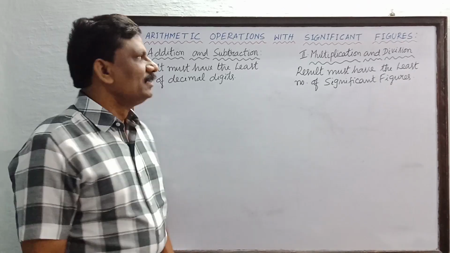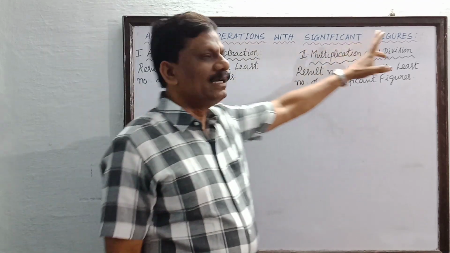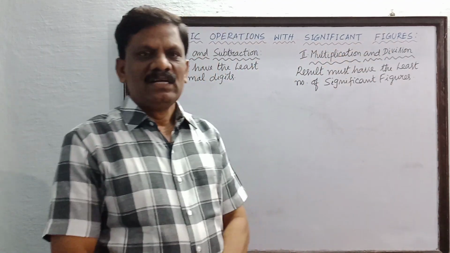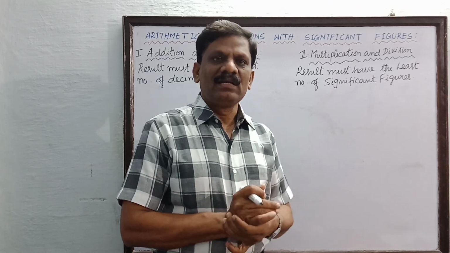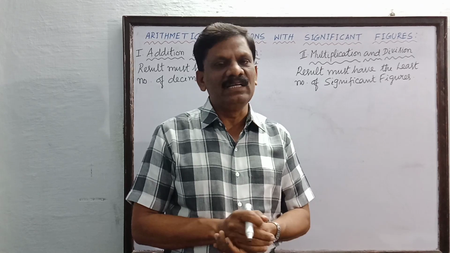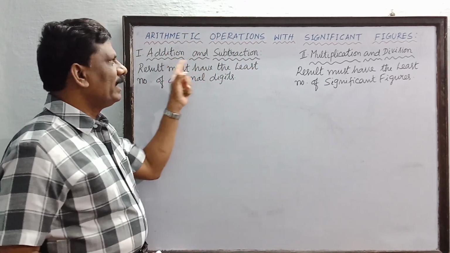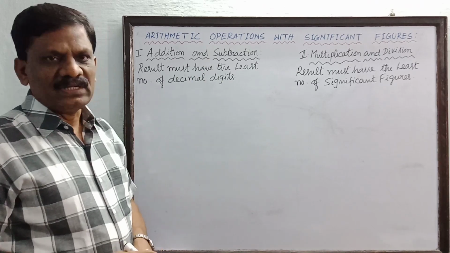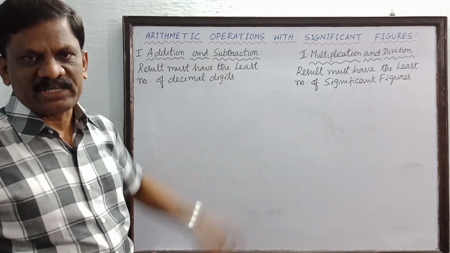Hi students, now we are going to discuss the arithmetic operations with the significant figures. So 4 arithmetic operations we are going to discuss. They are addition, subtraction, multiplication and division. Now what are the rules when you add and subtract the numbers? So the rule for addition and subtraction.